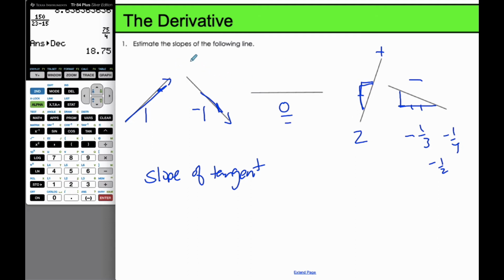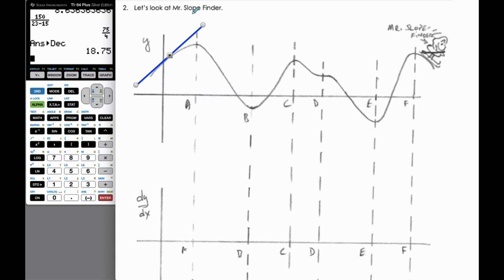And so what we're going to do is look at Mr. Slope Finder. So here's my Mr. Slope Finder. He's working really hard here, going up and down the mountain. And so when we are here, we are going to look at this line here, this tangent line, and we're going to look at the slope.